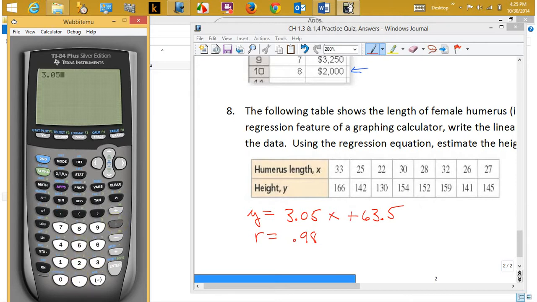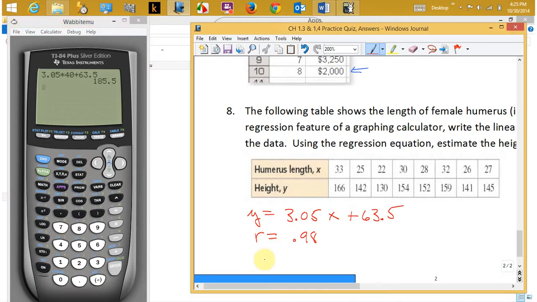So 3.05 times x value of 40 plus 63.5. That gave me that when I entered in y is equal to 3.05 times 40 plus 63.5, I get the value of 185.5 centimeters.